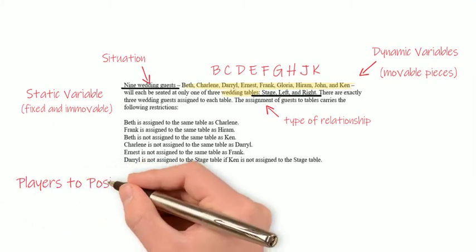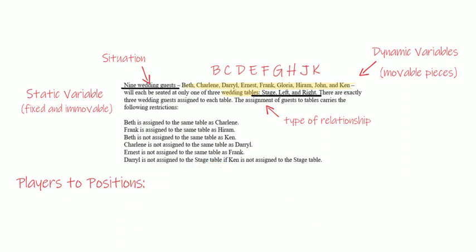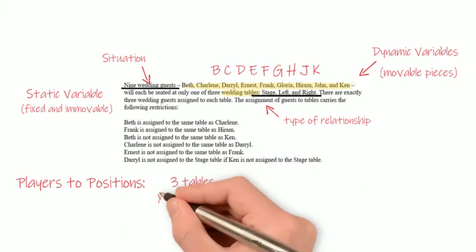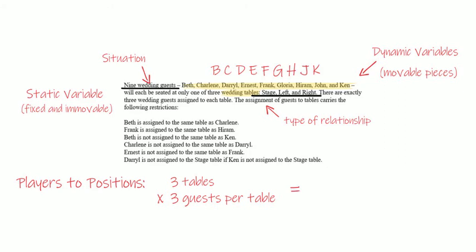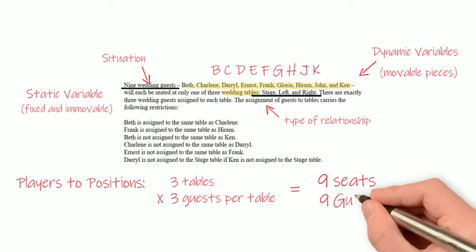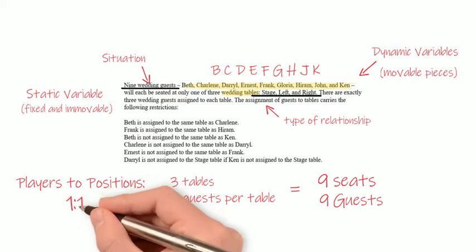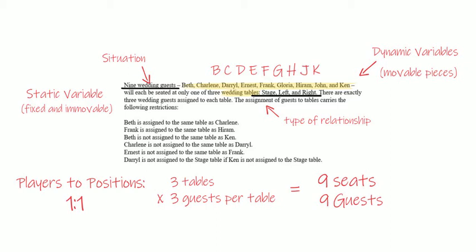The last thing that the game will give you is what I call players to positions. In our game, the players to positions is pretty straightforward. We have 3 tables, and each table can seat 3 guests. So that gives us a total of 9 seats. When we look over our dynamic variable, we see that we have exactly 9 guests. So we know that each guest is going to be seated at exactly 1 table, and so 9 guests, 9 seats, our ratio is exactly 1-to-1. So our players to positions is essentially 1. For each seat, there's a single guest, and we don't have any leftover guests, and we don't have too few guests. Everything matches up. But in a lot of games, they're not equal.